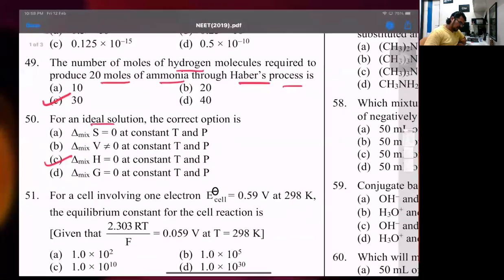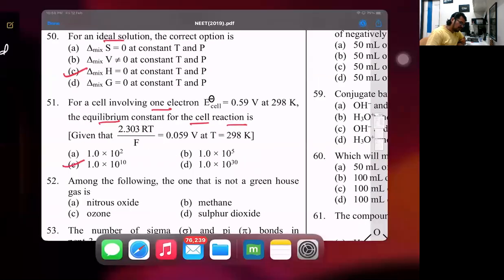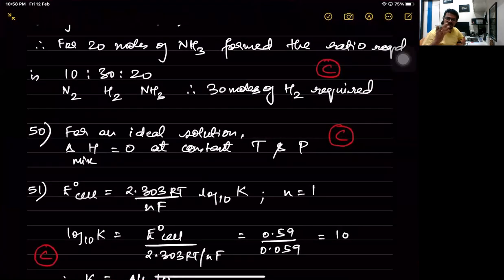Then 51. For a cell involving one electron, E naught is given. They want the equilibrium constant for the cell reaction. Now 51, we know the formula. E naught of the cell is nothing but 2.303 RT by NF log of K to the base 10. Because they have given E naught of the cell, we just find the K value. And this directly will come as C, that is 10 raised to minus 10. Look at this part. It's a direct calculation. In fact, there is no calculation only.